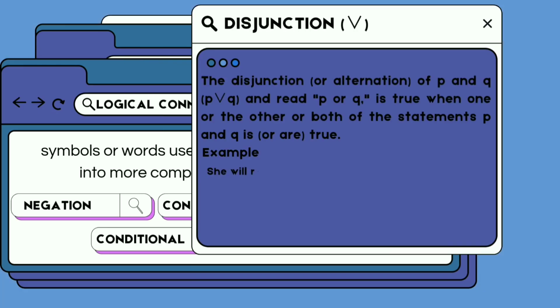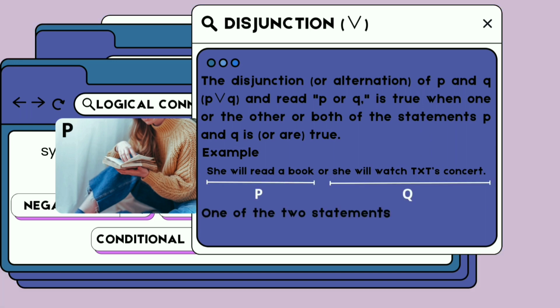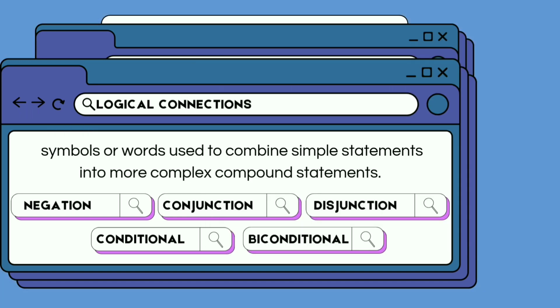The third is disjunction. This connects two statements and is true when at least one of the statements is true, or both of the statements are true. Example, she will read a book or she will watch the XT's concert. From the picture, we know that she is reading a book. So, one of the two statements is true, then the compound statement is also true.